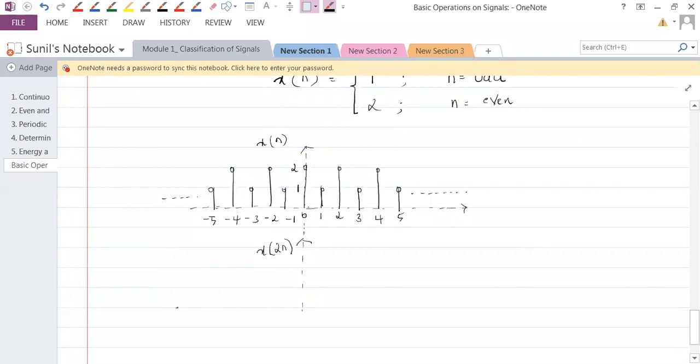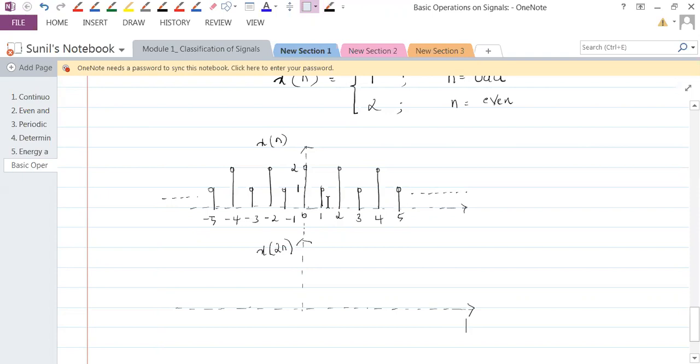Fine. So let's see what happens to x of 2n if I multiply n by 2. Earlier in continuous time signal, if I multiply t by 2, the signal used to compress. The signal which was ranging from -1 to +1 would range from -half to +half, that is -0.5 to +0.5 if I double the time axis.